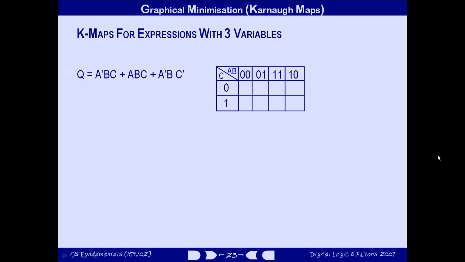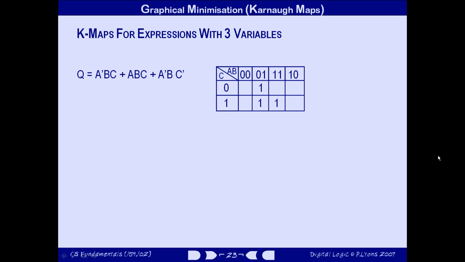Now, each block of the map corresponds to a particular combination of values for a, b and c. The first term in the expression generates a 1 in the second column, second row, where the input combination is a false, b true and c true. The second term generates a 1 in the second row of the third column. And the third term generates a 1 in the first row of the second column. We won't bother to fill in the zeros because they just confuse the picture and make it more difficult to find the sets of ones that we're interested in.